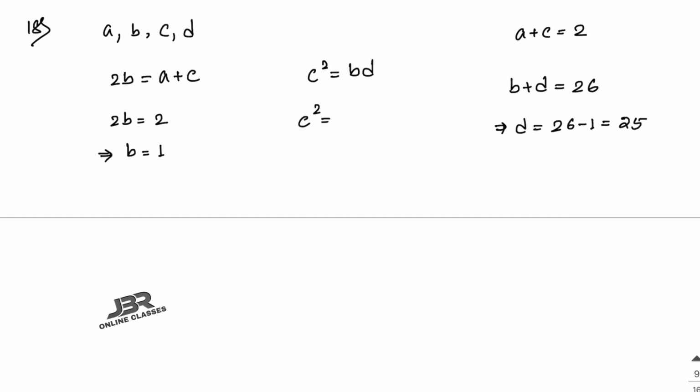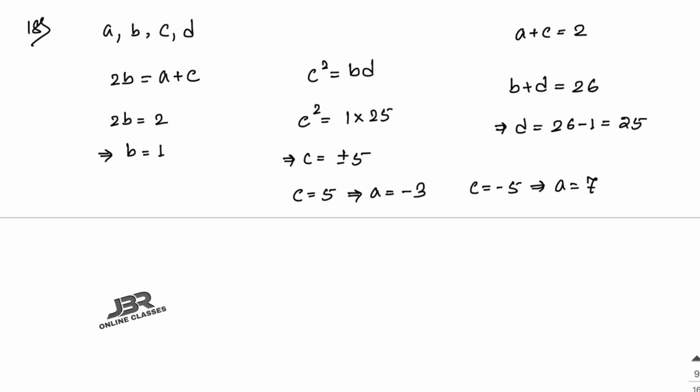So here C square equals B times D, that means 1 into 25. So here C equals plus or minus 5. If C equals plus 5, then A equals minus 3. And if C equals minus 5, then A equals 7.